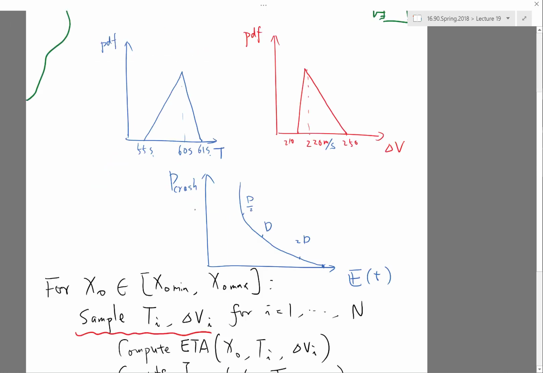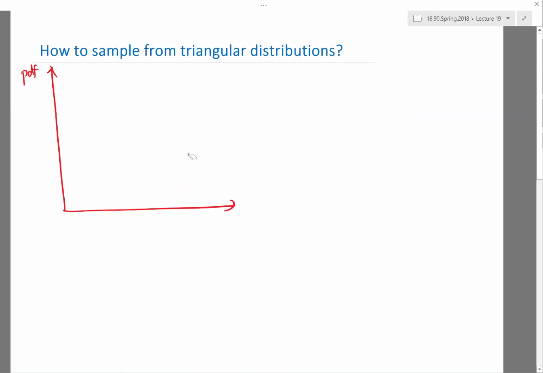It's like that, right? No, actually the other way. So the nominal is 220, maximum is 250, minimum is 210. All right. Before we talk about how to sample that, what is the value at the top? How do you determine the value of the PDF at the top of the triangle?